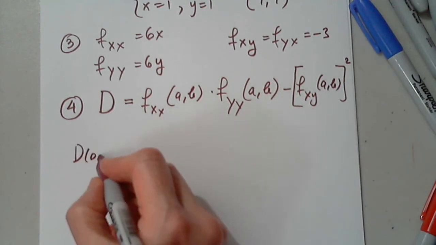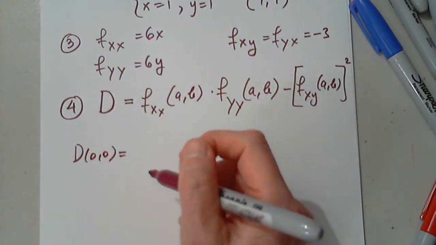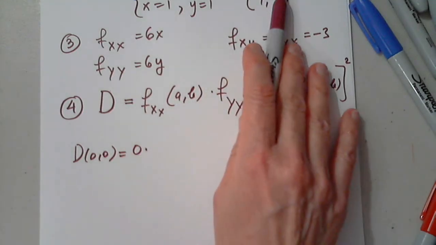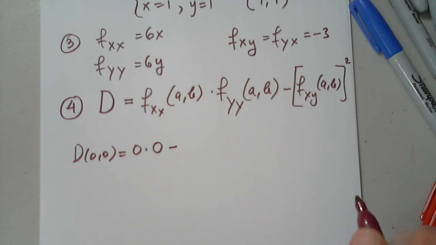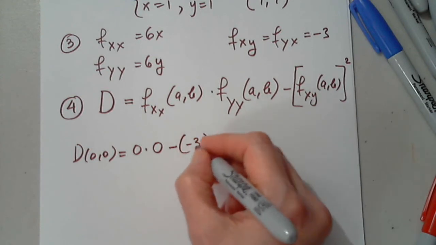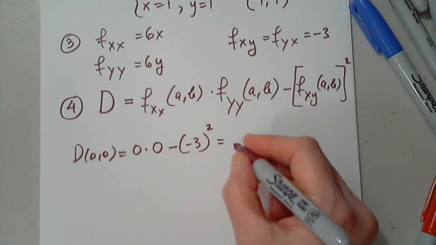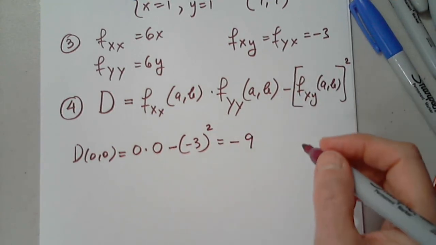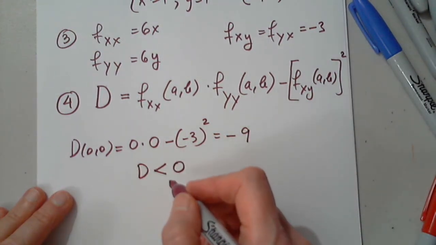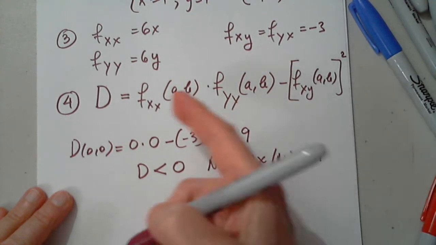So D for (0, 0). fxx at (0, 0) is 0. Because when I plug in 0, I get 0 times. fyy at (0, 0) is also 0. Minus. fxy, I cannot plug in anything. It's fixed. It's -3. So -3 squared. -3 squared is 9 with minus in front. This is -9. And the D-test says if D is a number less than 0, no max or min at (0, 0).